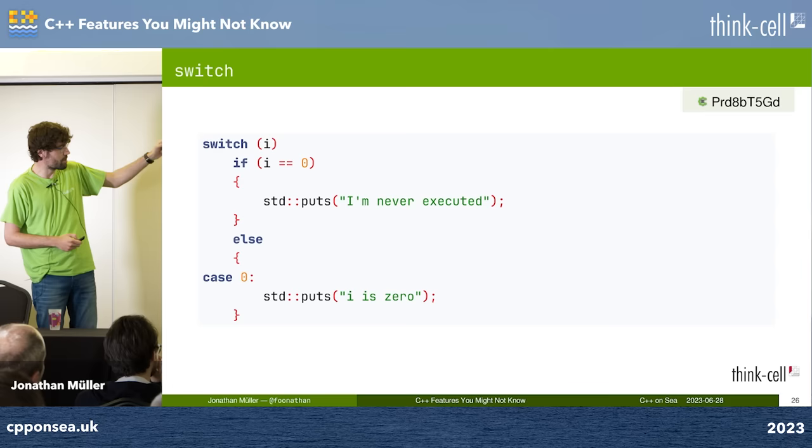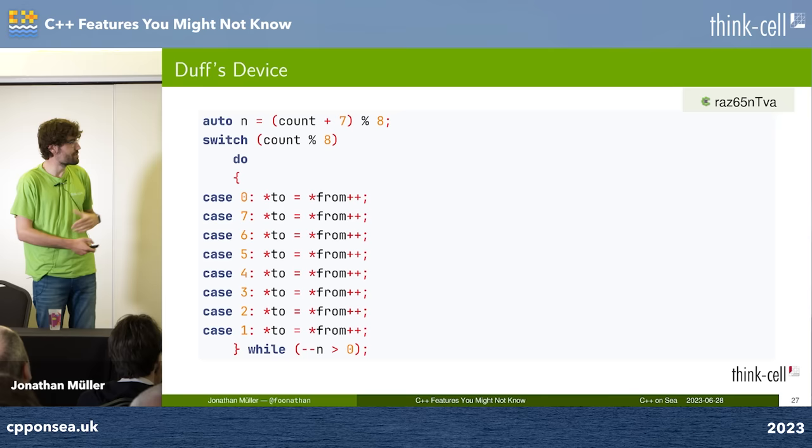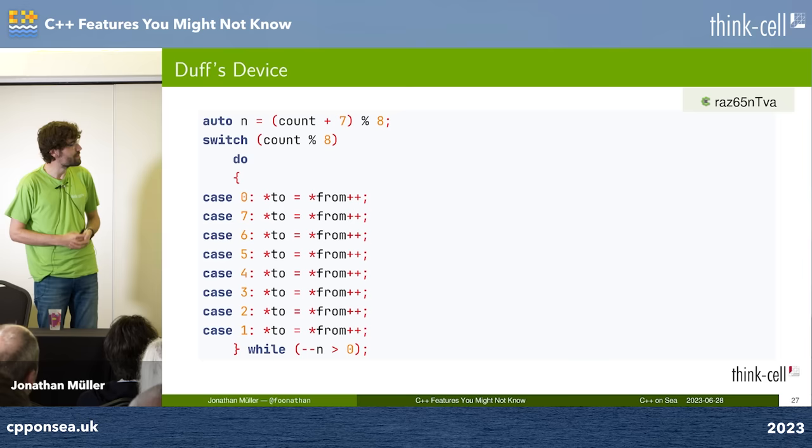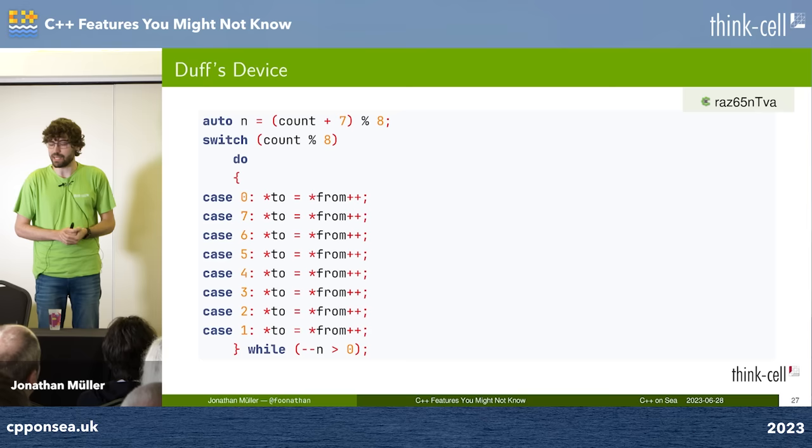And this can be all combined to create this beautiful thing. You might have seen this, Duff's device. This is if, switch and loops sort of, all in one. So you want to copy data around, and you want to do loop unrolling. So you want to copy 8 bytes at a time. But the issue is, how do you handle the remainder? Right? If it's not divisible by 8, you might need to copy the remaining 3 bytes.